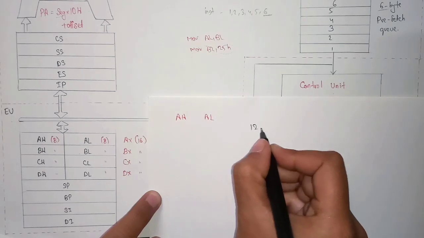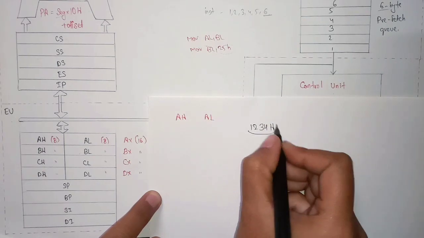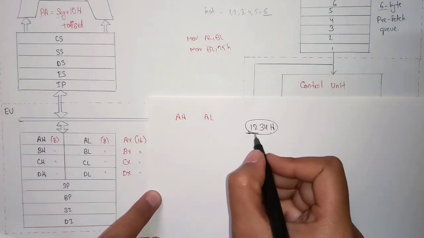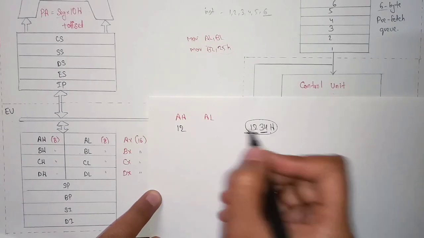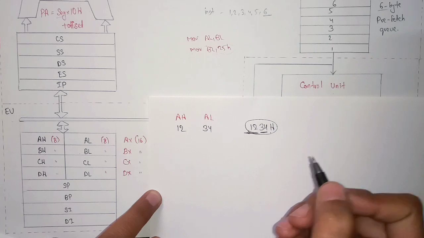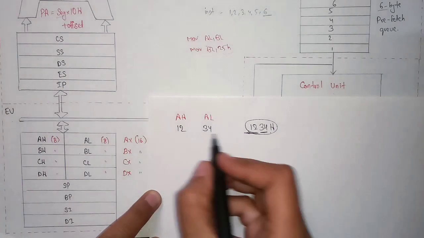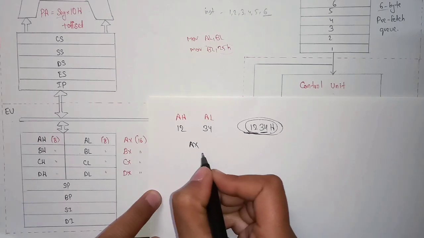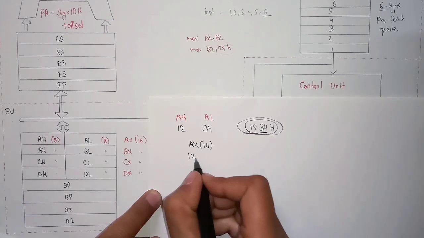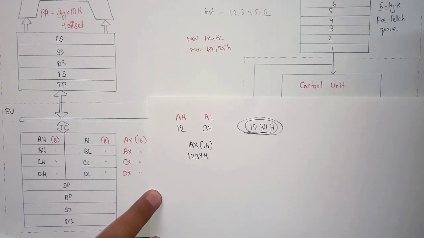Let's say I want to store 1234H in these registers. So 12 is the higher byte, so it will get stored in AH, and 34 is lower byte, so it will get stored in AL registers. And let's say I want to store this entire number in one register only, then I can store it in AX because it is of 16 bits. So 1234H will get stored into this AX register.